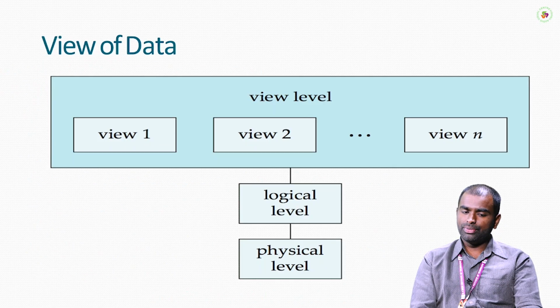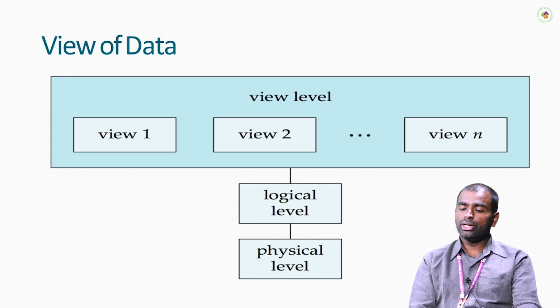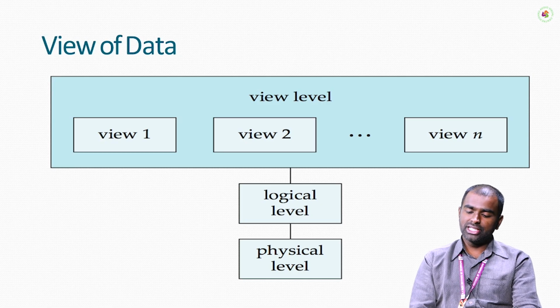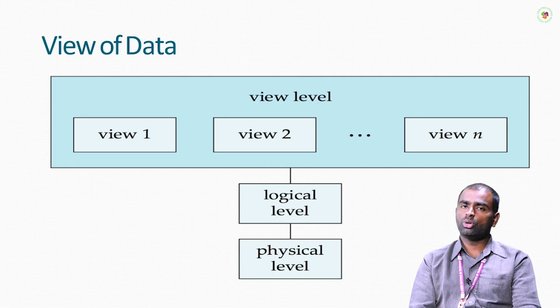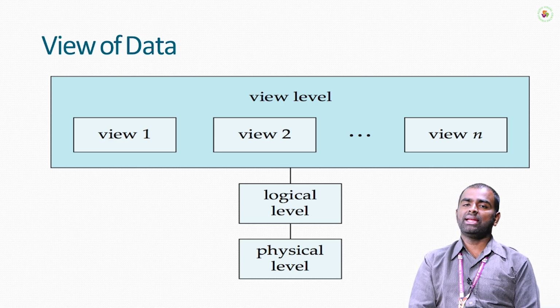This is the database schema architecture. See, the view level has view 1, 2, 3 and so on up to n. A number of users can view the data: user 1, user 2 and so on, user n. In the logical level, the relationships. Next, the physical level, how the data is stored. So this is about the view of the data, and this is about the schema. The different schemas we have are the view level schema, logical level schema and physical level schema.